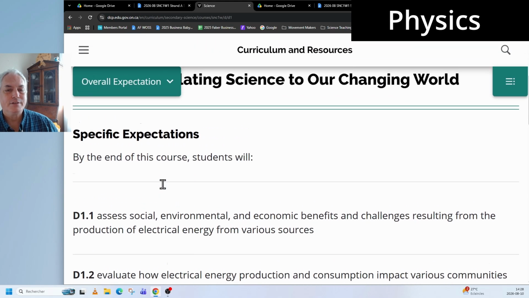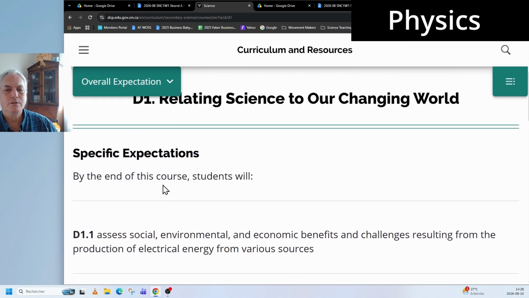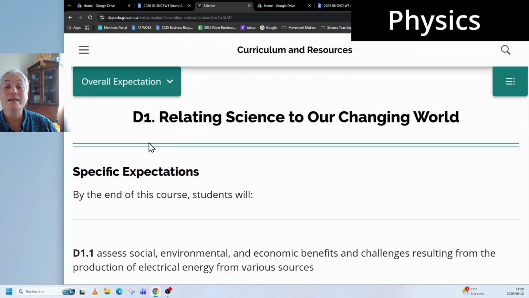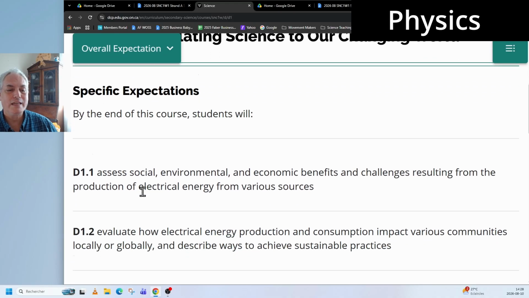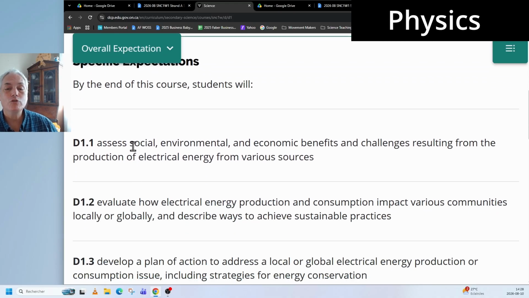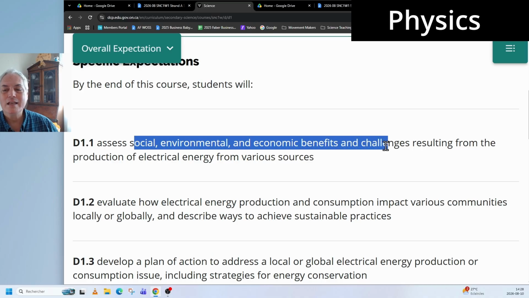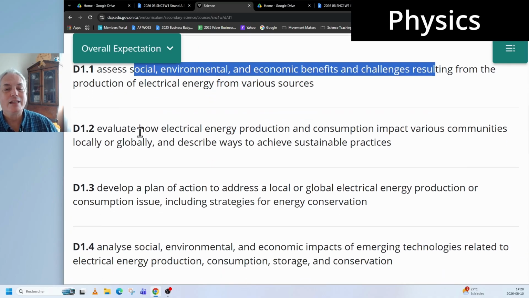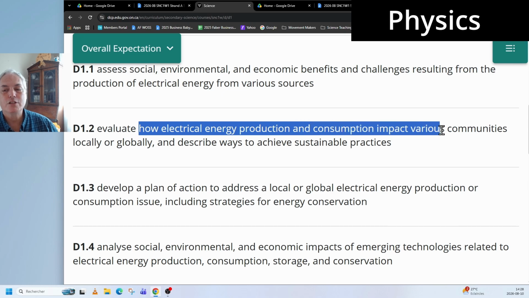So here they have in the specific, the section on relating science to our changing world, it goes like this. Assess social, environmental, and economic benefits and challenges resulting from the production of electrical energy from different sources. So here we're going to have renewable and non-renewable sources of electricity. Evaluate how electrical energy is produced and consumption impact various communities.